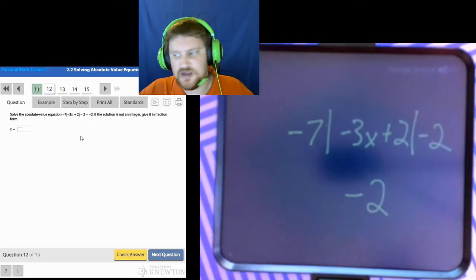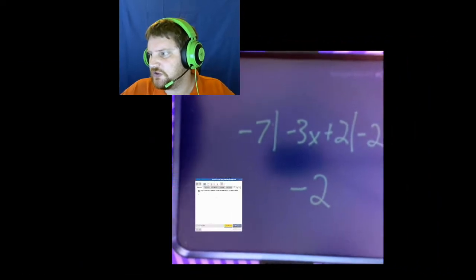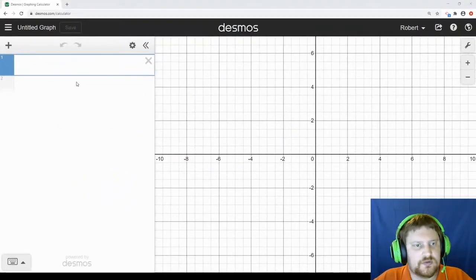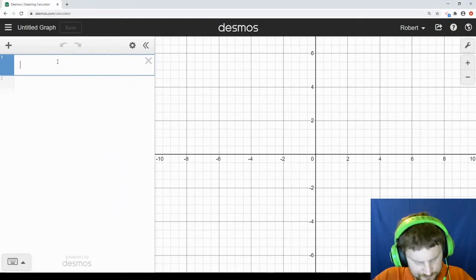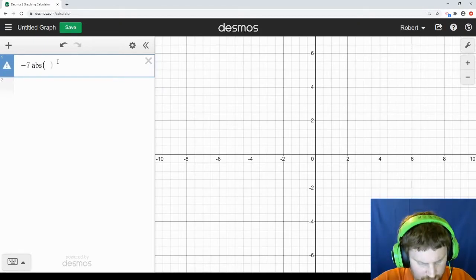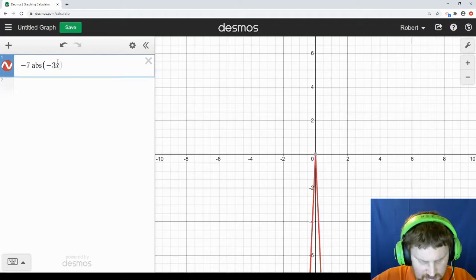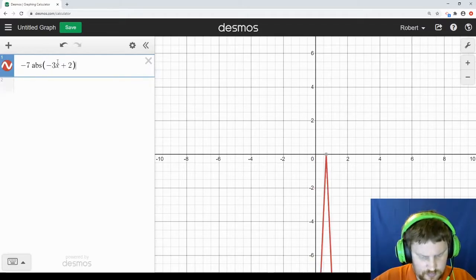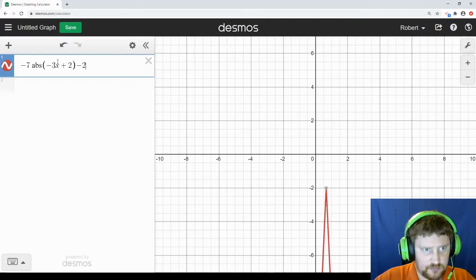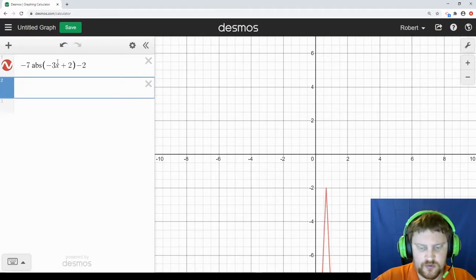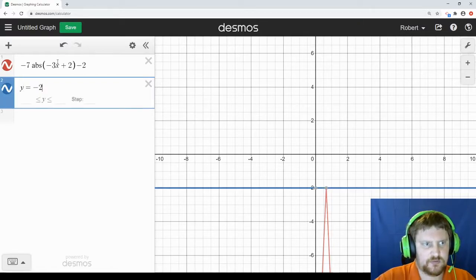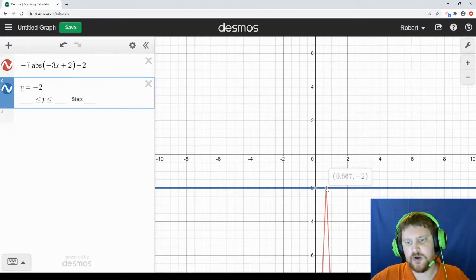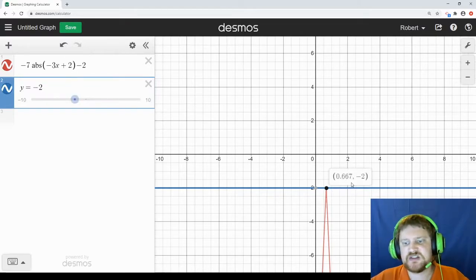So the reason I've written this down is because I actually want to switch over to Desmos, and we're going to graph this one. So we have negative 7 absolute value of negative 3x plus 2 minus 2 equals, so y equals negative 2. Find our point, click it, negative 0.667.